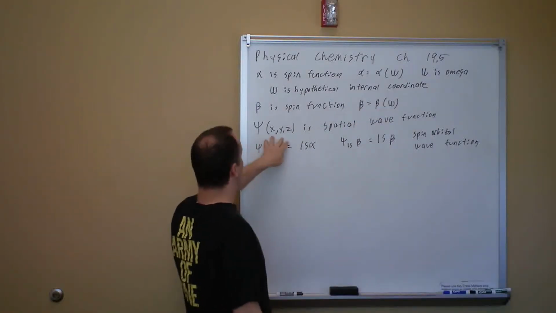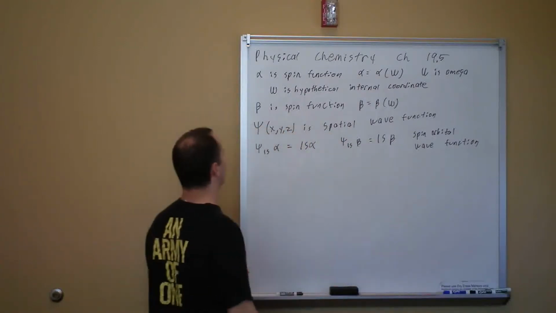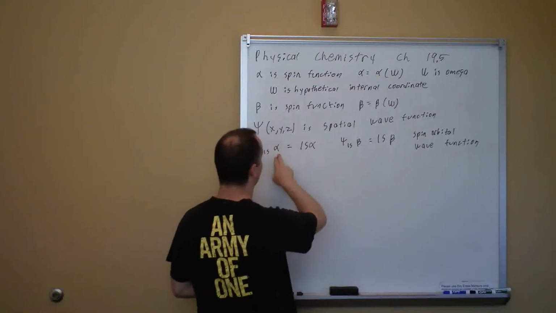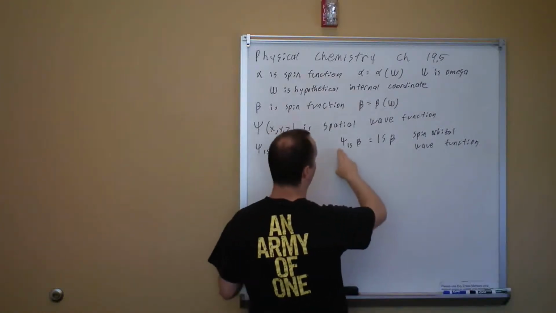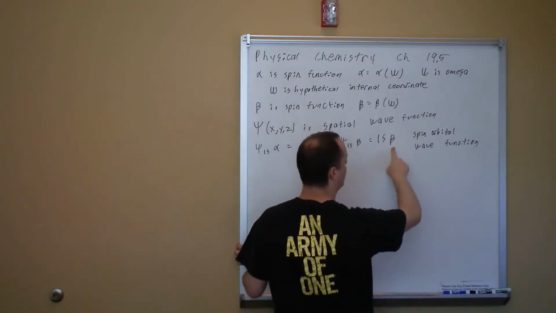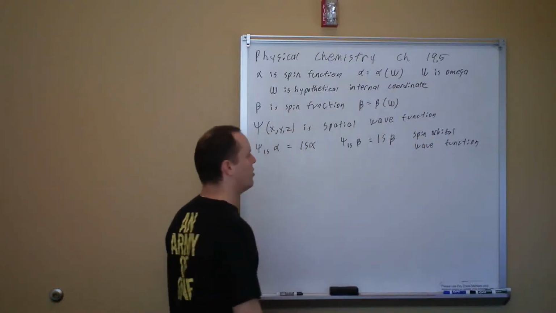Now remember, psi is a function of x, y, z. That was our spatial wave function. Now we're going to take psi 1s times alpha, and that'll give us our 1s alpha. Or we'll take psi 1s times beta, and that'll give us our 1s beta. And this combined is our spin orbital wave function.